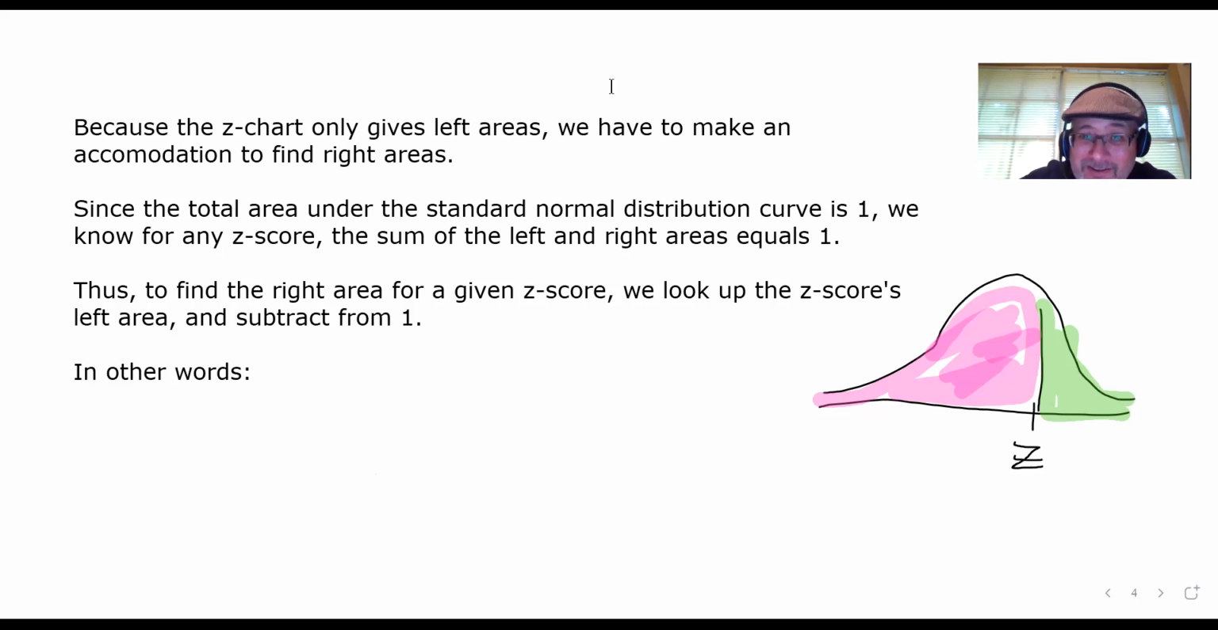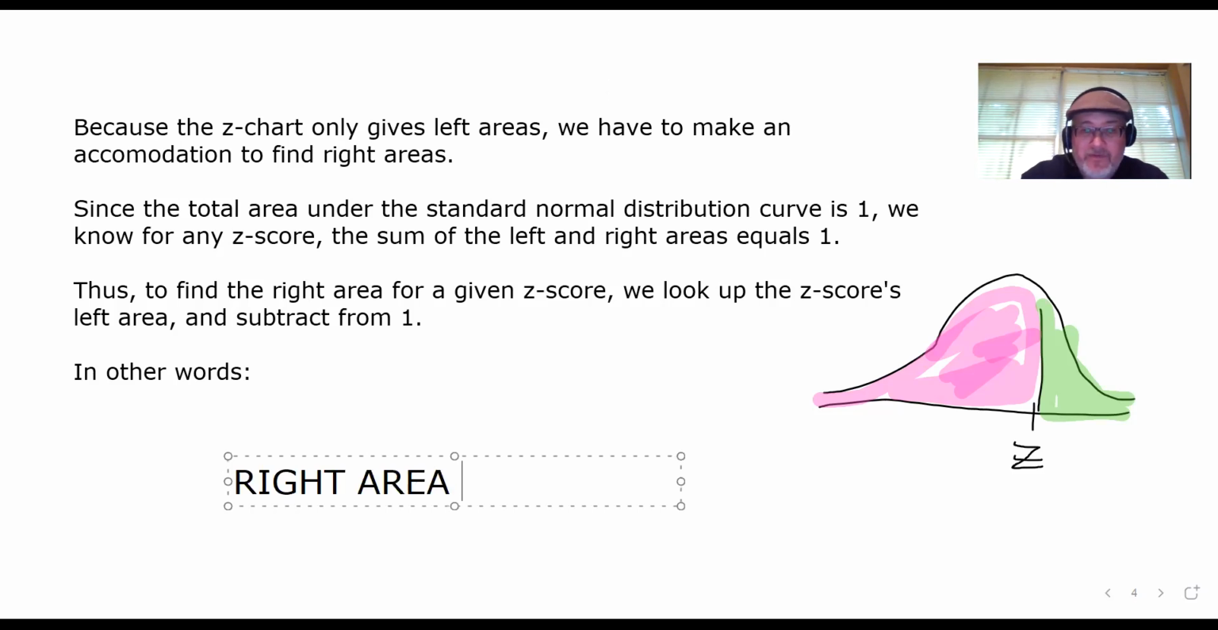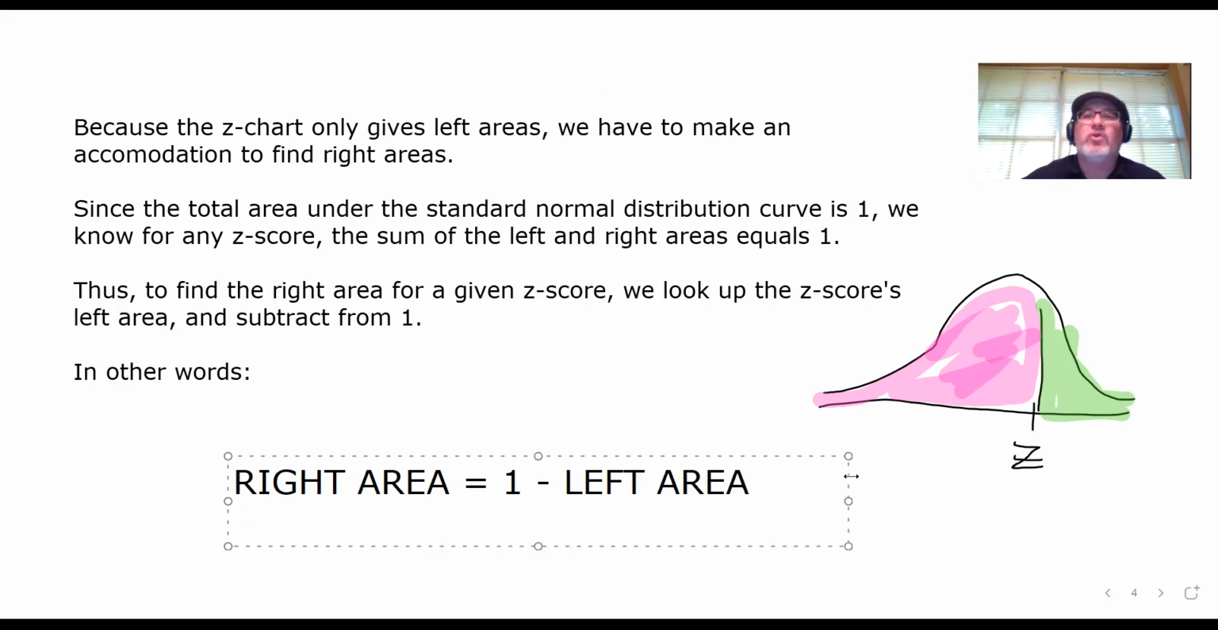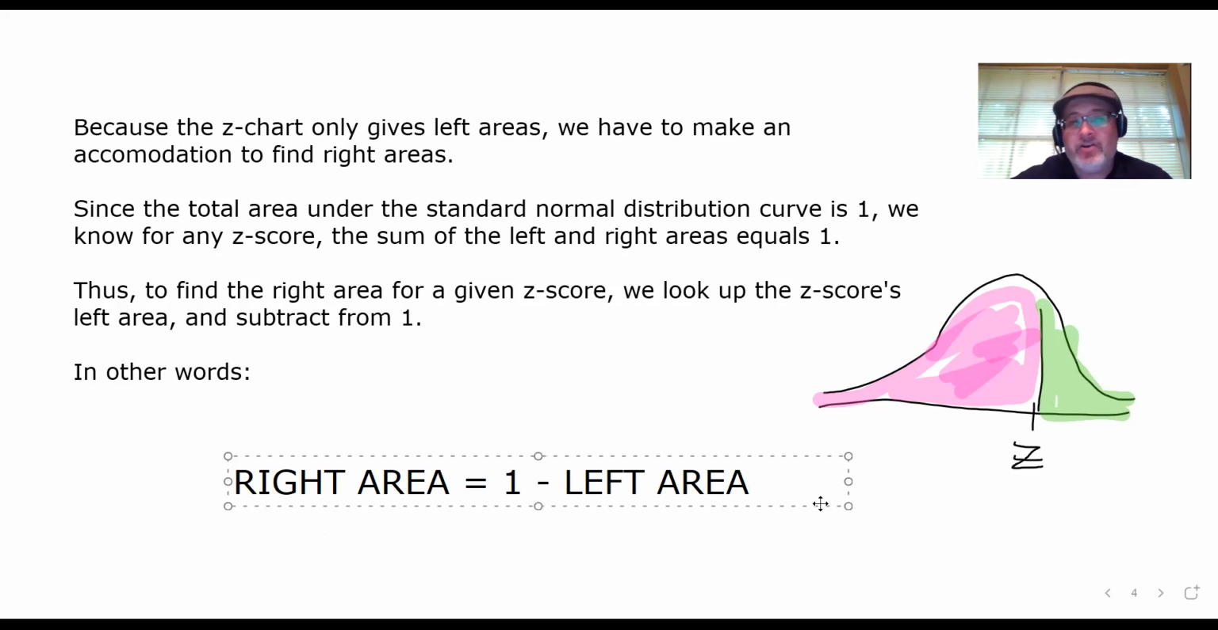That's funny. All right, so in other words, right area equals 1 minus left area. There's actually another way to get a right area out of the chart. I invite you to think about it, but we're just going to focus on the one technique that the right area is equal to 1 minus the left area.